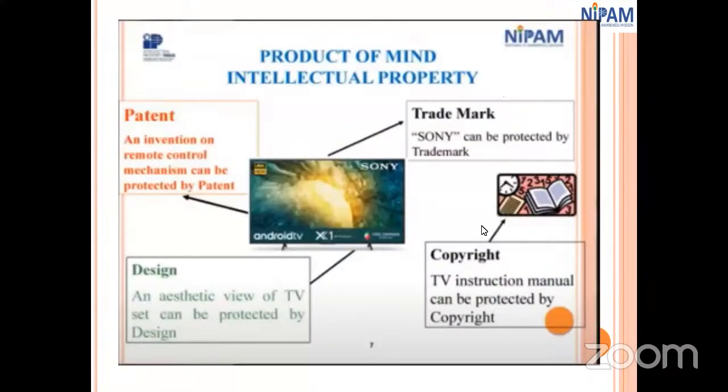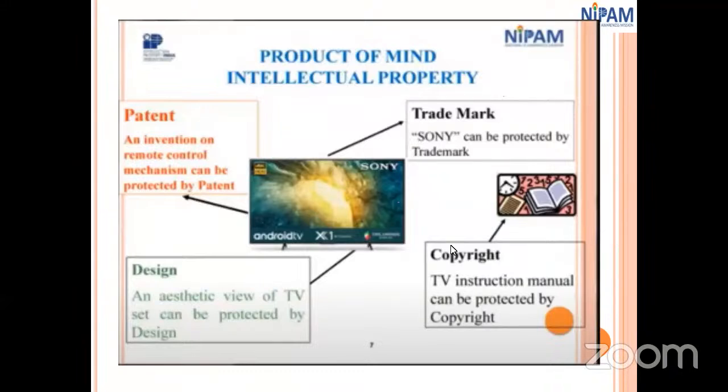So the next example is of a TV. Everyone watches TV. So in this TV, you can see the remote control mechanism, how we operate those channels, toggle those channels and volume control. That would come under patent. Okay. And design is the aesthetic view of the TV. That would come under design.